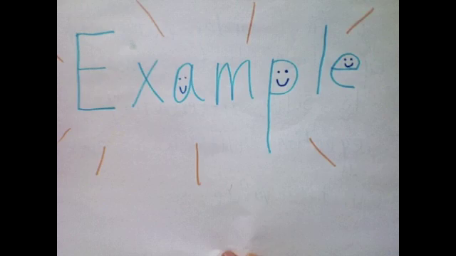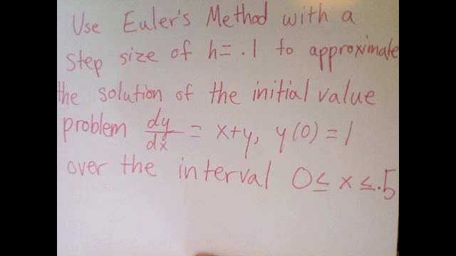Okay, time for an example. Use Euler's method with a step size of h = 0.1 to approximate the solution of the initial value problem dy/dx = x + y, y(0) = 1 over the interval 0 ≤ x ≤ 0.5.